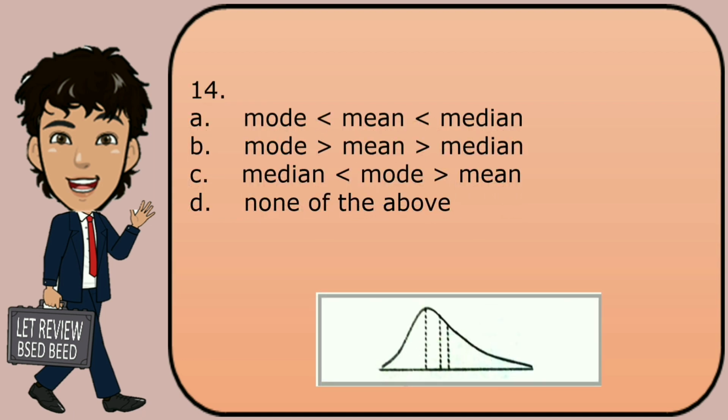A. Mode less than median. B. Mode greater than median. C. Median less than mode greater than mean. D. None of the above.